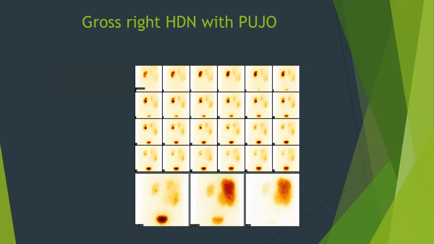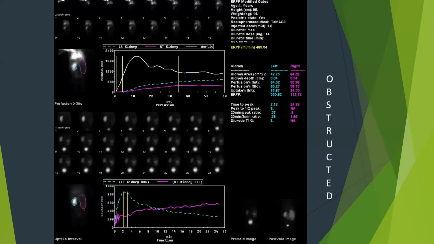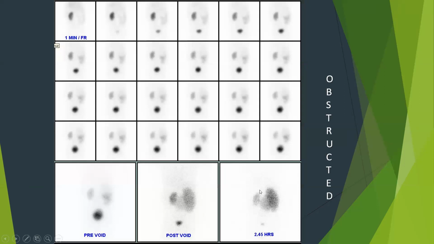Talking about a grossly hydronephrotic right kidney with right-sided PUJ obstruction, first we look at the normal side. The left kidney is absolutely normally perfused, cortical uptake is normal, drainage is normal. But look at the right side, grossly dilated hydronephrotic right side with tracer accumulation even till 4 and 24 hours. So this is a PUJ obstruction on the right side. This is what the curve looks like. We can see a normal renogram curve on the left side and the rising curve on the right side.